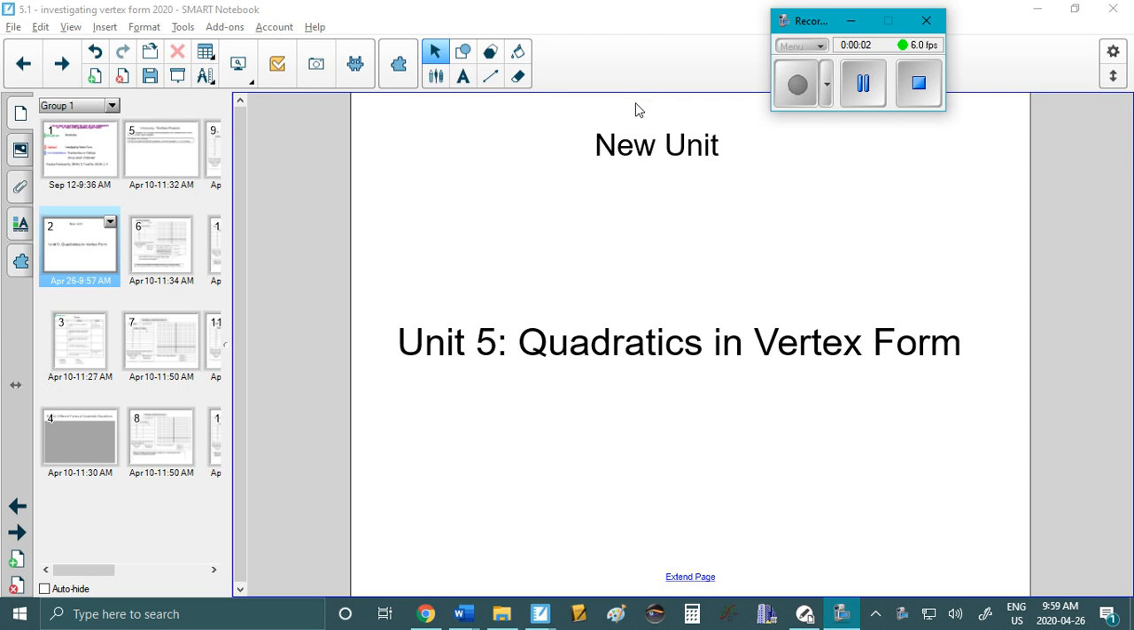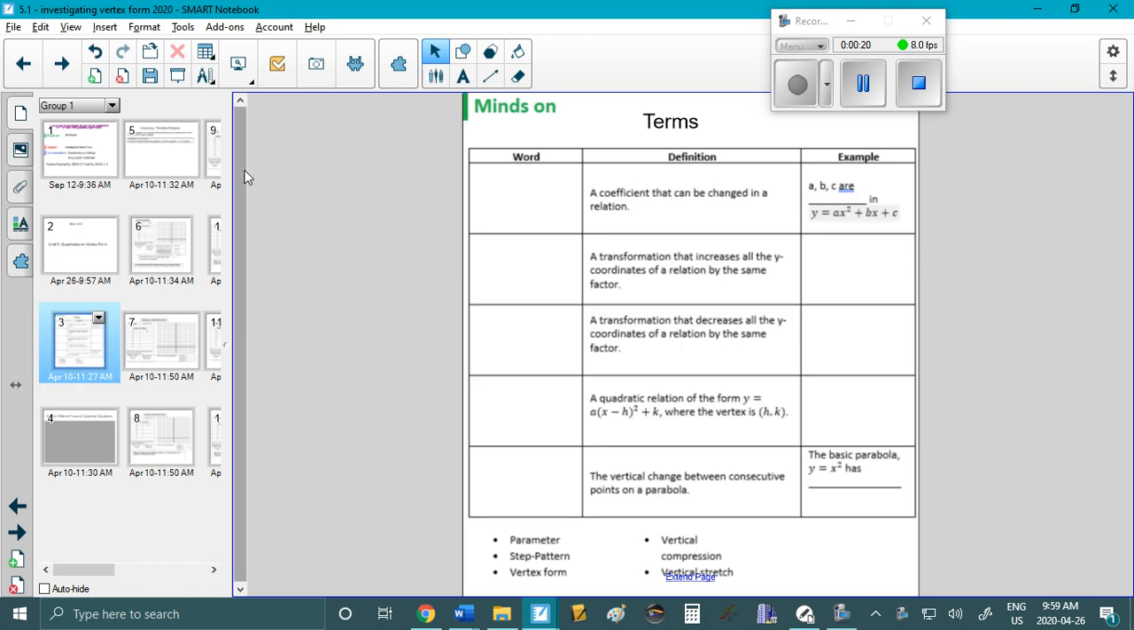Hello, grade 10s. We're starting a new unit today. It's Unit 5, Quadratics in Vertex Form. The first thing I want to do is just give you a couple of terms for the unit, and pretty much everything that I have here will be in the handout that I posted. Okay, so let's start with some terms.